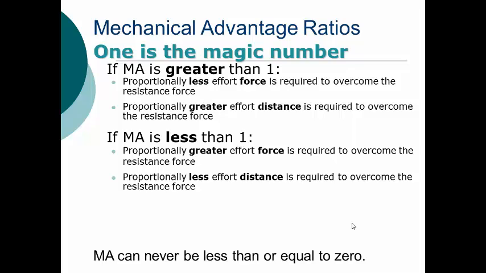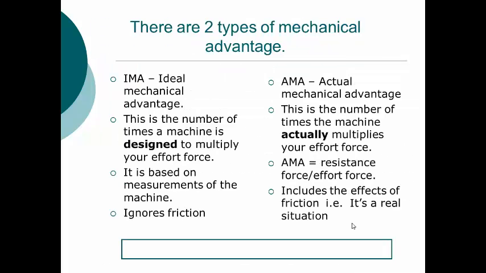It's important to note that a mechanical advantage can never be less than or equal to 0. We're always talking about it in terms of a ratio, so it's going to be a number greater than 1 or a number less than 1. Mechanical advantage can actually be classified in 2 different ways. One is the ideal mechanical advantage, and the other one is the actual mechanical advantage.